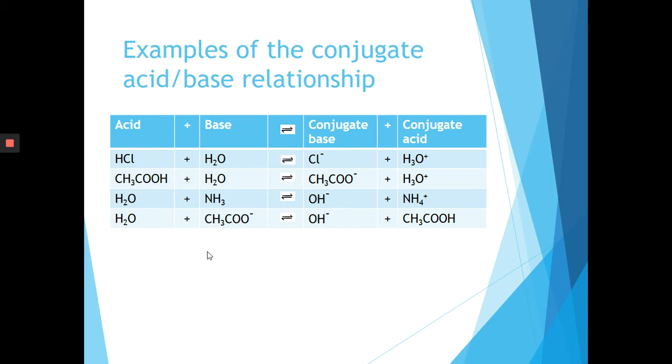The final example is a reverse of the one that we did earlier for ethanoic acid. So in this case, our water is the acid and our ethanoate ion is the base. Our water is going to lose or donate the hydrogen proton, and it's giving us the conjugate base of the hydroxide ion. And our ethanoate ion is going to accept the proton and is therefore a base, and it's going to form a conjugate acid. You happy with that?